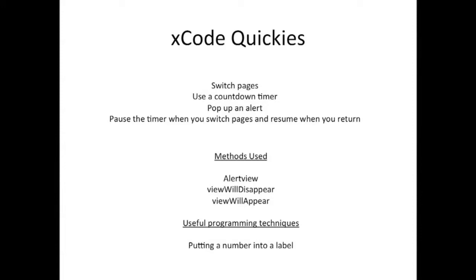Your app uses a tab bar controller to switch between your action game and an option screen. If the user is playing the game and presses the tab to go to the option screen, you want your game to pause and resume when the user returns. Here's how.